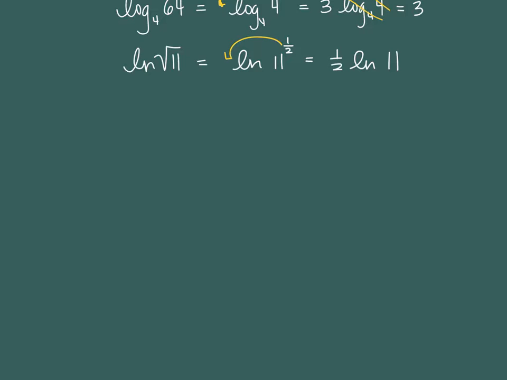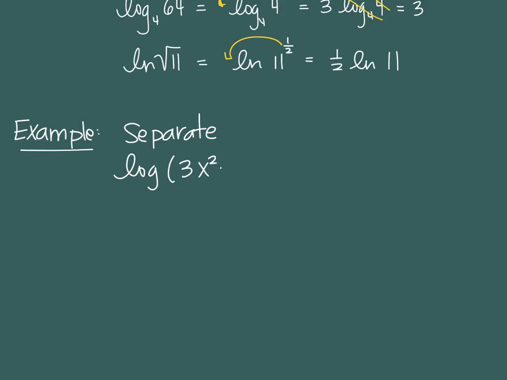So what I want to do now is mix some of these properties together with numbers and variables and see how we can do. All right, separate. So when you're asked to separate the log parentheses 3x squared y, that's using the property of addition. And so you'd separate that into the log of 3 plus the log of x squared plus the log of y.